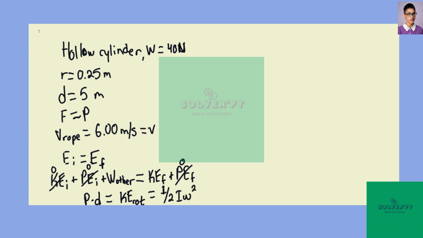So at this point, let's find omega. So omega would simply be the linear velocity of the rope divided by the radius of the cylinder. So this would be 6 divided by 0.25, and this is going to be 24 radians per second.